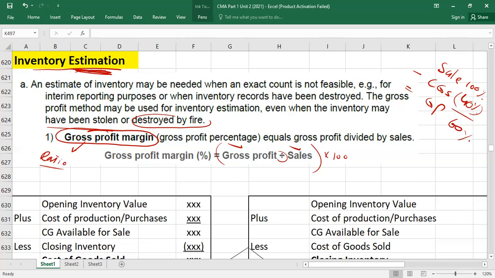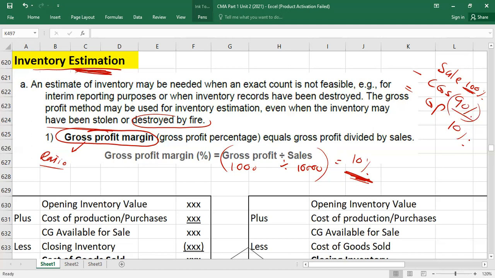The other way is that in the question he might give you the GP amount. For example, he might tell you GP is $1,000. You will divide by the sales value, for example $10,000, and multiply by 100. It is going to be 10%. Now this is the GP percentage. Sales is always equal to 100 and GP is here 10. So cost of goods sold is going to be the balancing value, that is 90%. You are clear with this, right?